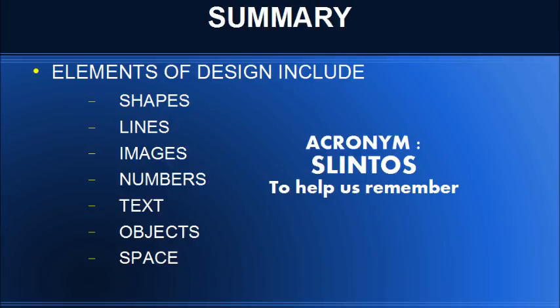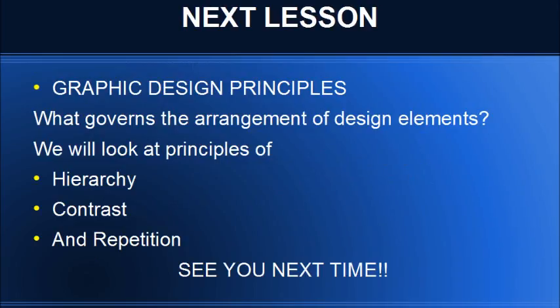So in summary, there are 7 elements of design, and these include shapes, lines, images, numbers, text, objects, and space. In our next lesson, we'll look at the graphic design principles. Basically, we'll be looking at what governs the arrangement of design elements that we have looked at. We'll look at principles of hierarchy, contrast, and repetition. So see you in the next lesson.